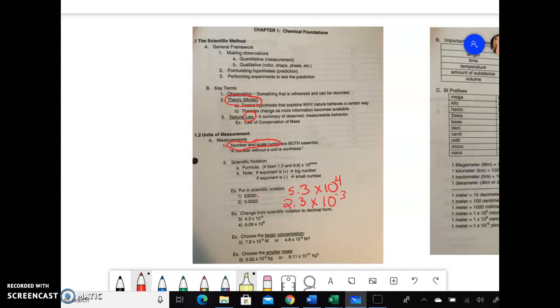But because this is a small number, you do need that negative on there, because it will tell you to move the decimal to the left. So a negative exponent says move the decimal to the left to get the real number, and positive means go to the right. And that's it for getting into scientific notation, but now let's go backwards.